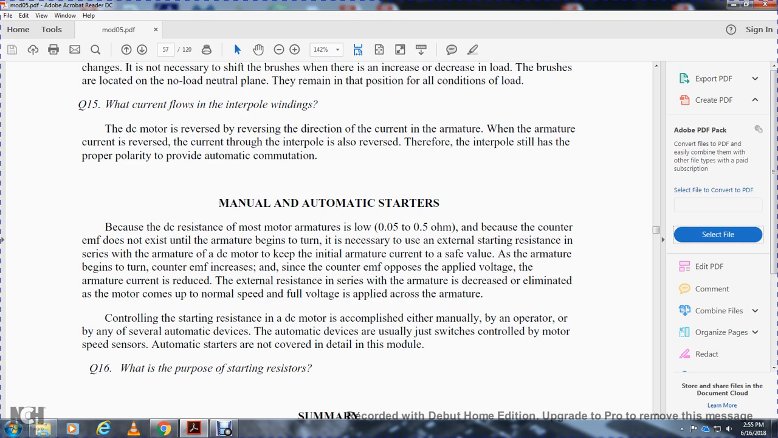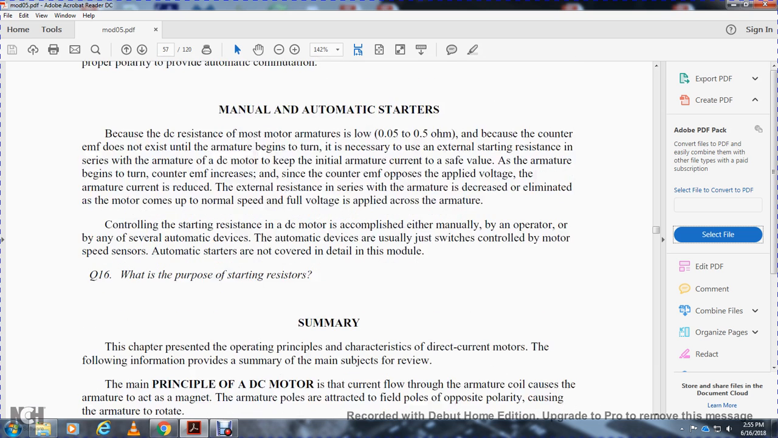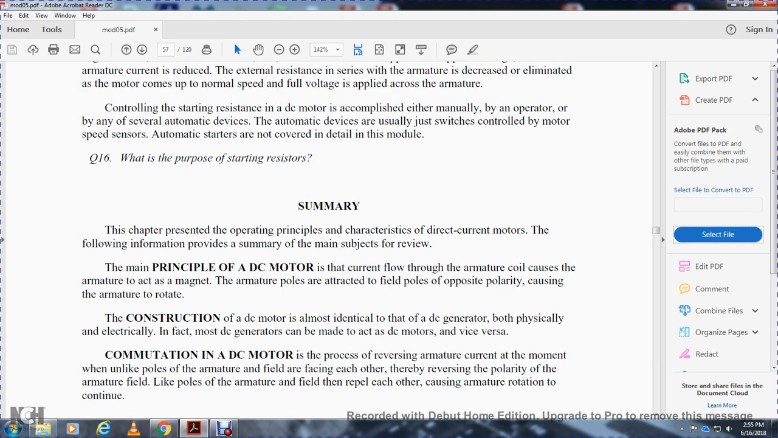Controlling the starting resistance of a DC motor is accomplished either manually by an operator or by any of several automatic devices. The automatic device is usually just switches controlled by a motor speed sensor. Automatic starters are not covered in detail in this module. Chapter 2, Summary.